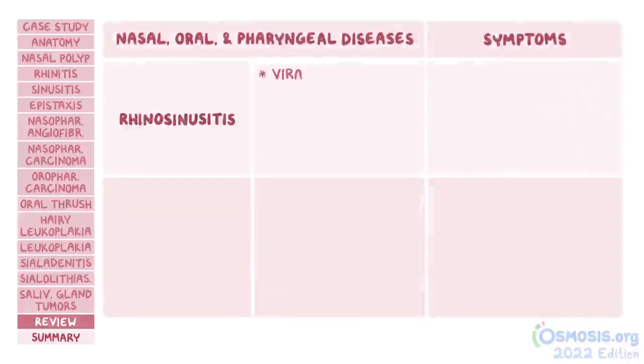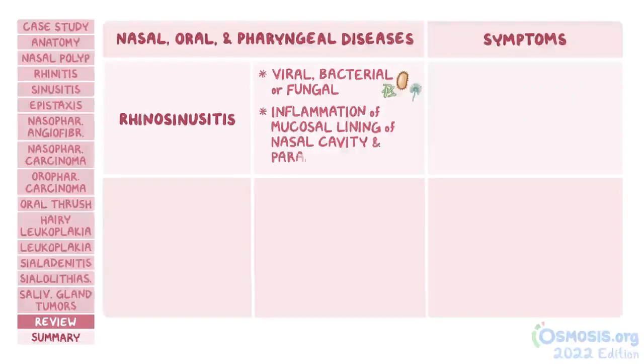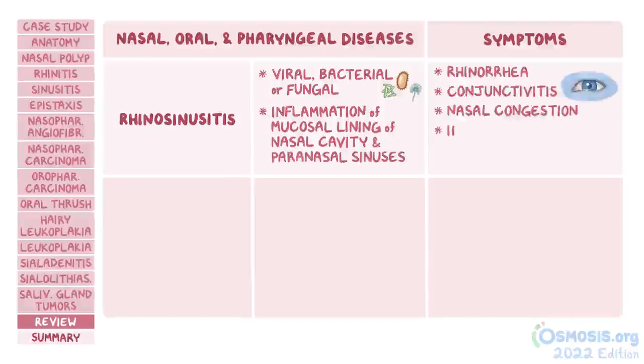Rhinosinusitis is due to viral, bacterial, or fungal infections that cause inflammation of the mucosal lining of the nasal cavity and paranasal sinuses. Symptoms include rhinorrhea, conjunctivitis, nasal congestion, and hyposmia alongside tender and erythematous sinuses.